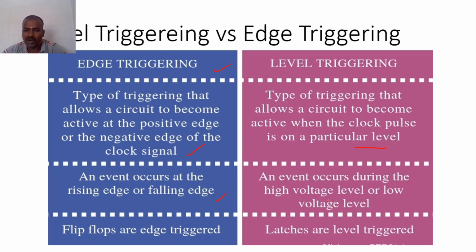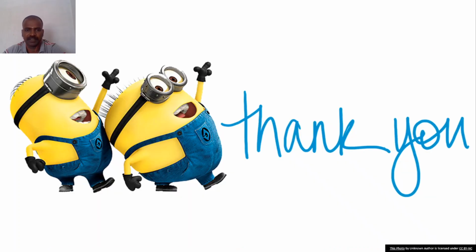Here, in level triggering, only the high level or low level matters. The output will not be changed at the time of changing from high to low or low to high. Once it reaches the high level, only then will it be changed. So the flip-flops are edge triggered, and the latches are level triggered. These are the differences between level triggering and edge triggering.